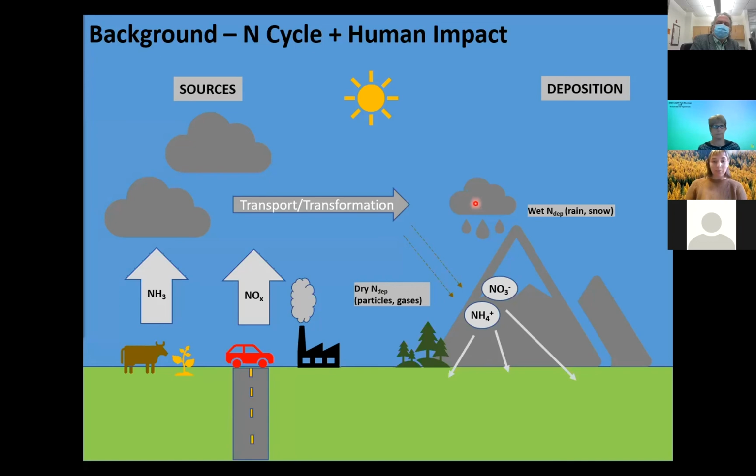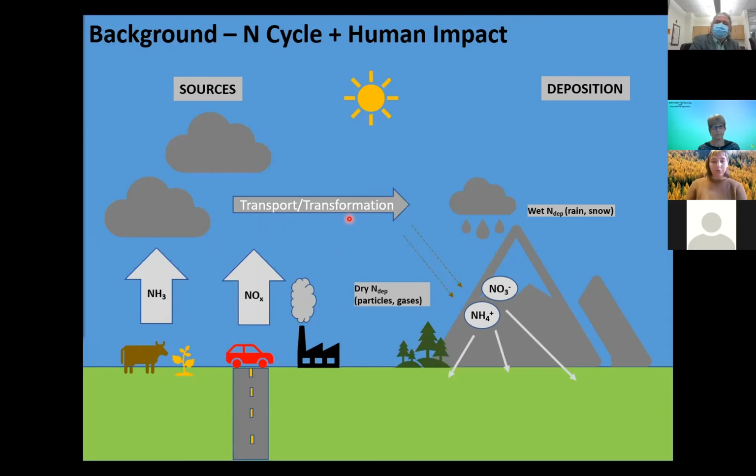So this audience is well acquainted with the impact that human activity has had on the nitrogen cycle. Transportation, industry, and agriculture all emit reactive nitrogen into the atmosphere. Nitrogen emissions from transportation and industry are dominated by nitrogen oxides, while emissions from agriculture are mainly reduced reactive nitrogen forms, namely ammonia and ammonium.